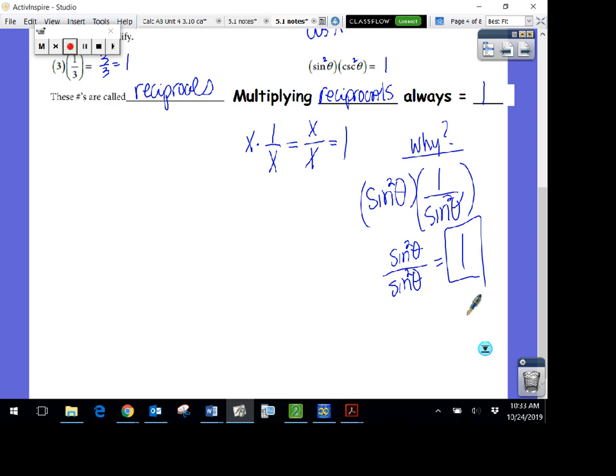Important to know your reciprocals, that sine goes with cosecant, cosine goes with secant, and tangent goes with cotangent. Tangent and cotangent is the easy one. It's the cosecant and secant that get mixed up sometimes. Right?